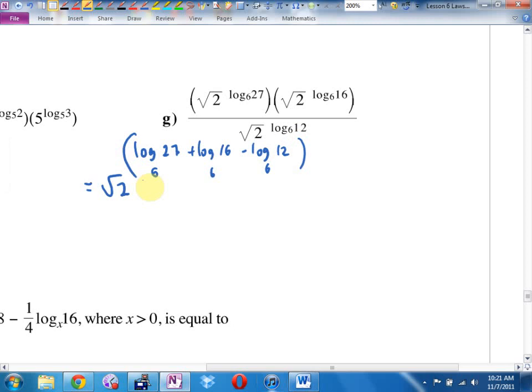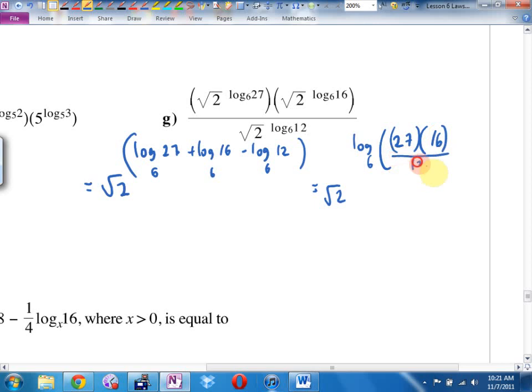See that little exponent there, Nathaniel? Are all the bases the same? I think that means I can combine them. Adding, oh, positives on top, negatives on the bottom. I can write this actually as root 2 to the power of the log base 6 of 27 times 16 divided by 12.